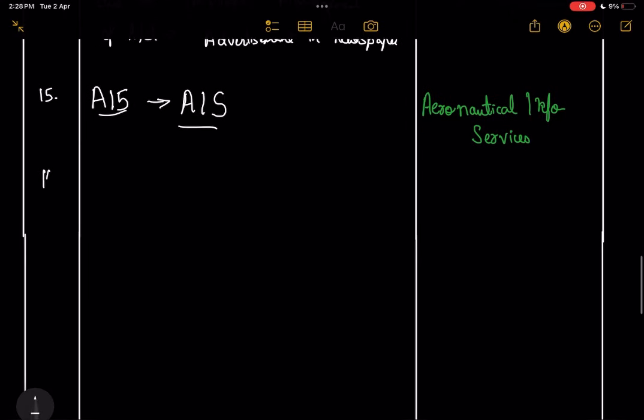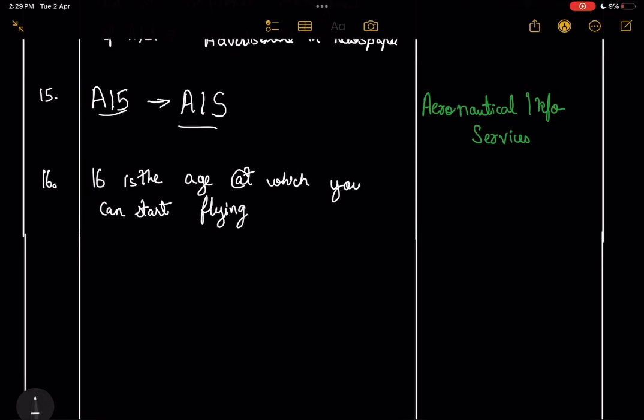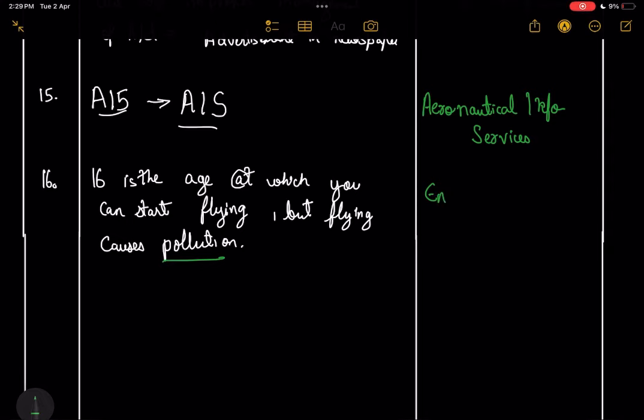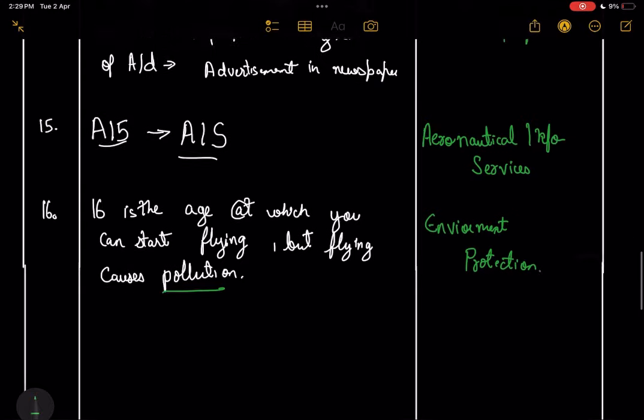As we move on to Annexure 16, I would like to share that the minimum age to begin flying is 16. It is the least age at which you can go solo. Now, you can start flying, but what does flying do? Flying causes a lot of pollution. We are a major contributor towards pollution. So Annexure 16 refers to environment protection.